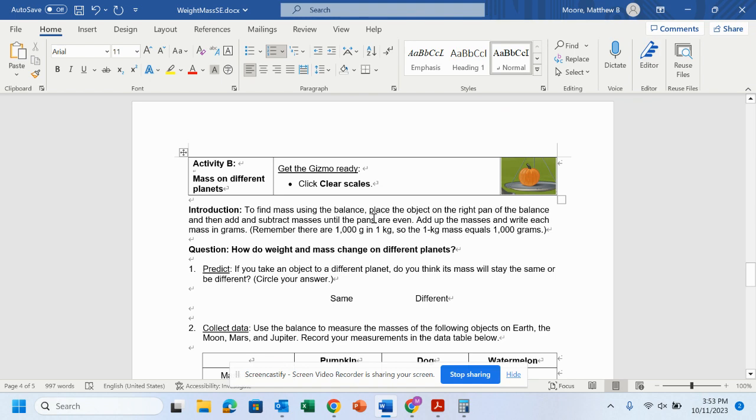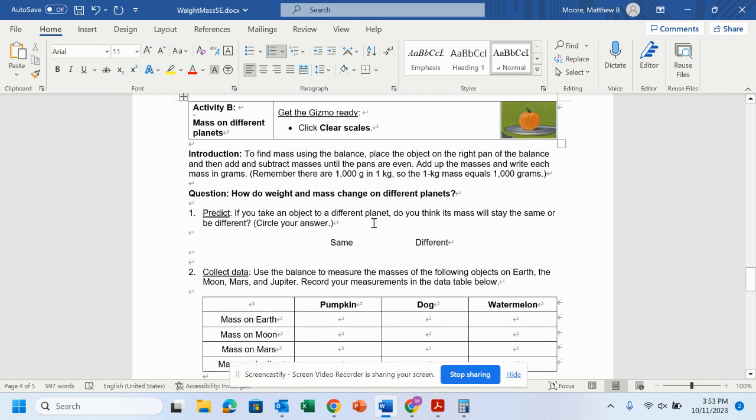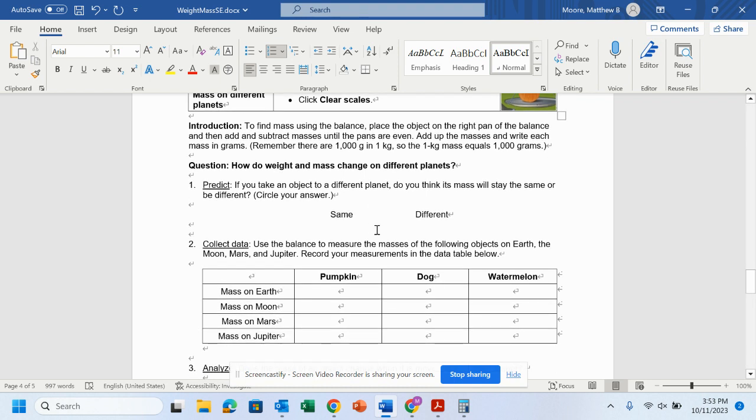Activity B, mass on different planets. Click clear scales. Introduction, define mass using the balance. Place the object on the right pan of the balance and then add and subtract masses until the pans are even. Add up the masses and write each mass in grams. Remember, there are 1,000 grams in 1 kilogram, so the 1 kilogram mass equals 1,000 grams. How do weight and mass change on different planets? If you take an object to a different planet, do you think its mass will stay the same or be different? So remember, weight changes on a planet, but mass stays the same.